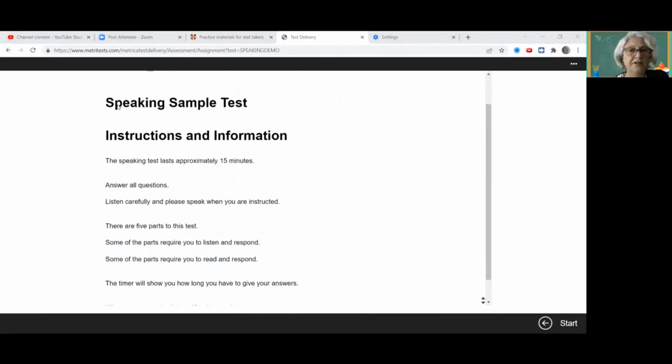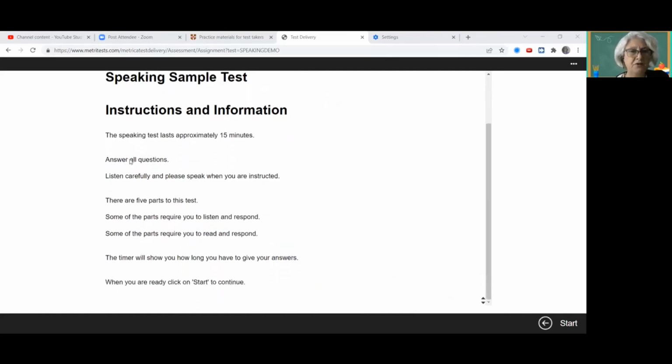All right, so this says speaking sample test instructions. It lasts 15 minutes. Answer all the questions. Listen carefully and please speak when you're instructed. There are 5 parts to this test. Some of the parts require you to listen and respond. Some of the parts require you to read and respond. The timer will show you how long you have to give your answers. Then you click start when you're ready.